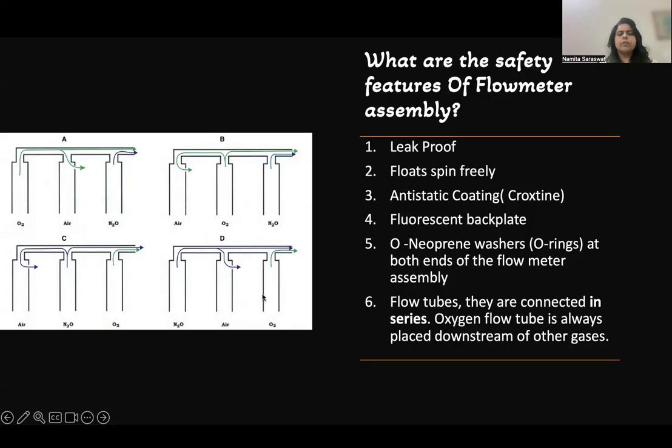However, if the oxygen tube is most downstream and there is a breakage in another flow meter, then the oxygen concentration provided to the patient will be higher. Though it will not prevent hypoxia 100%, it will be helpful in preventing hypoxia if it is placed most downstream.